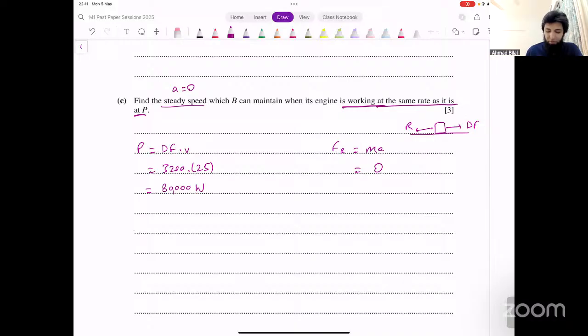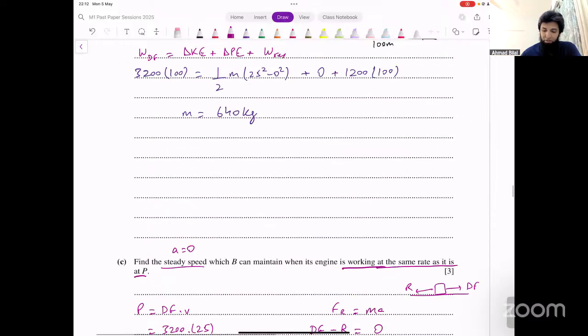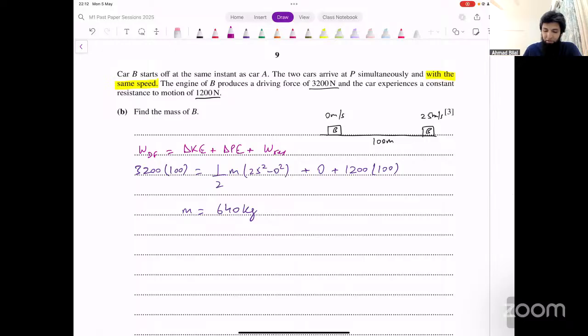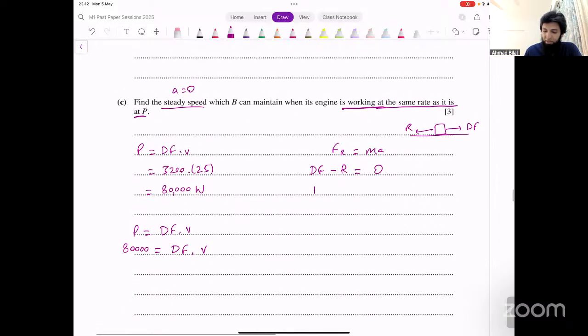Okay, so we use power equals driving force into velocity again for that. Power is the same. Power is 80,000 watt. That equals, we have to find the speed, right? So we want the driving force at that instant when the speed is constant. How do you find the driving force? In this case, the driving force and the resistance are going to be equal to each other. Do we know the resistance? The resistance is constant at 1200. They told us that. So that means df minus 1200, that equals 0.